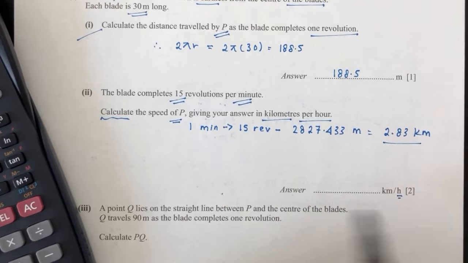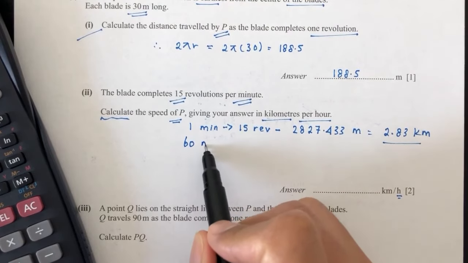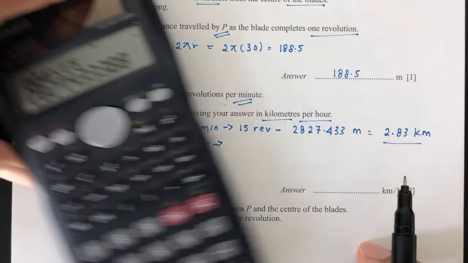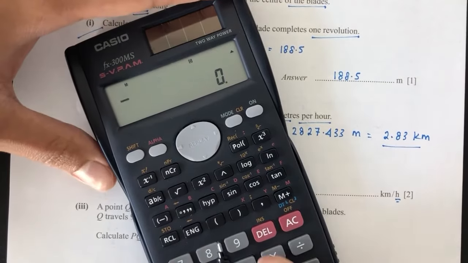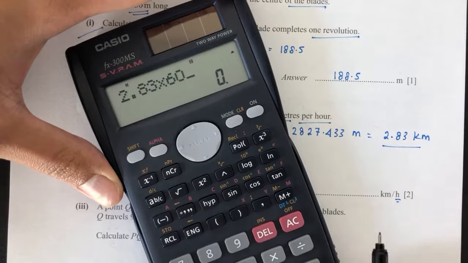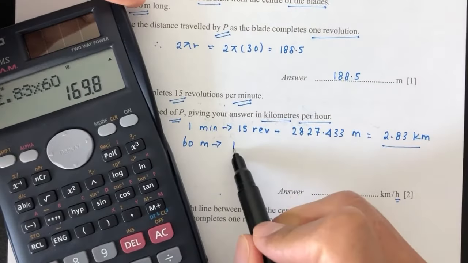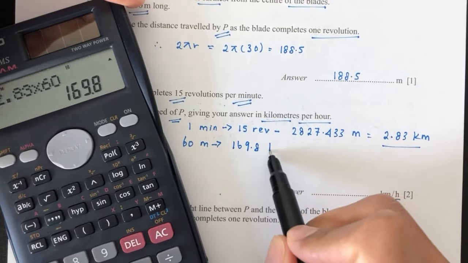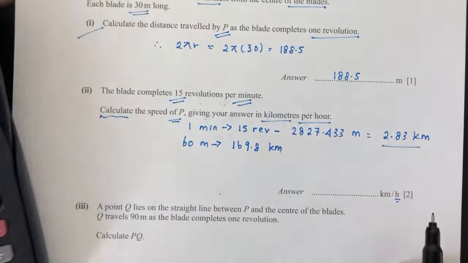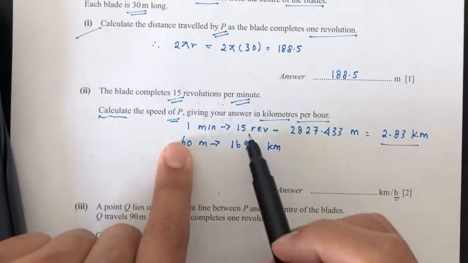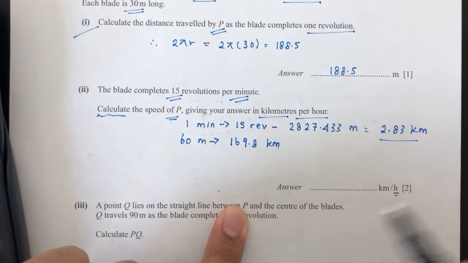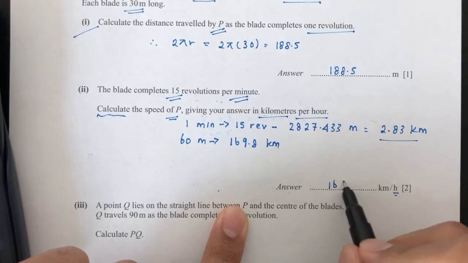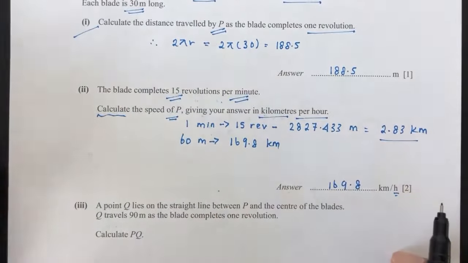So in 1 hour, which is 60 minutes, you will have to times 60. So 2.83 times 60 will be 169.8 kilometers. So the speed, let's take it correct to 1 decimal place, will be 169.8 kilometers per hour. I hope that makes sense.